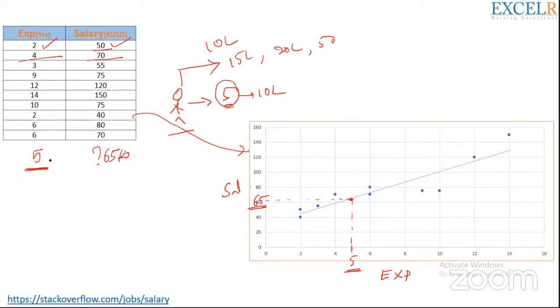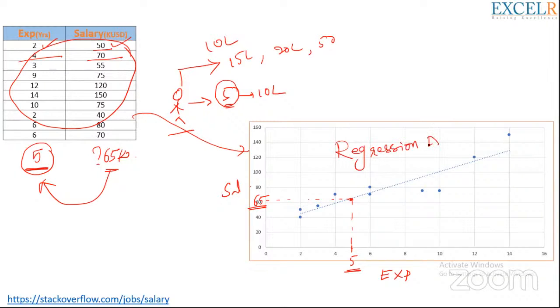Now you can answer this person's query. Hey, you have 5 years of experience, and this is the industry data. On average, you should get 65K based on your experience. So that's how we can answer such questions based on the analysis, and this analysis is called regression analysis.